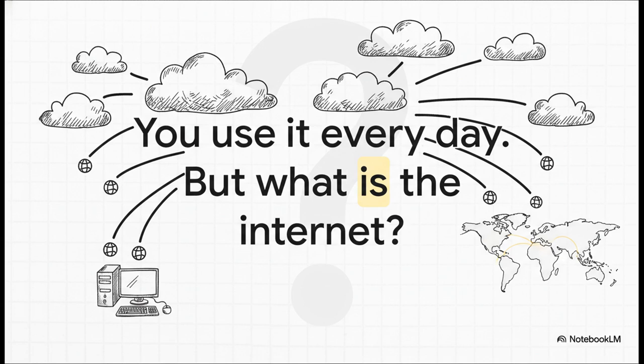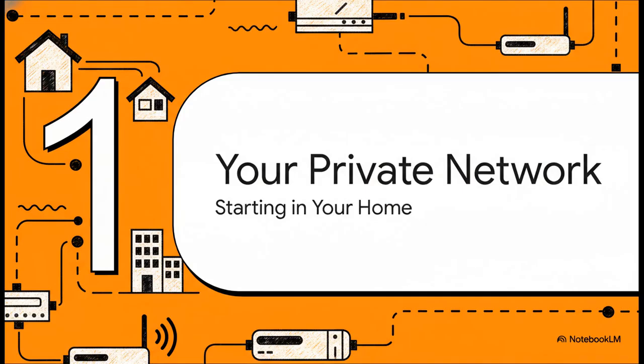So to really get it, we've got to start small. I mean, really small, right inside your own home. And then we're going to zoom all the way out to see how the entire planet is wired together. So, before we can even begin to understand the global internet, we have to start with the mini internet that you've got running right inside your house or your office. This is the absolute foundation for everything else.